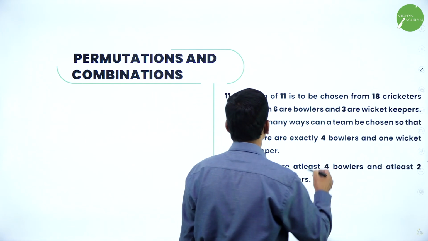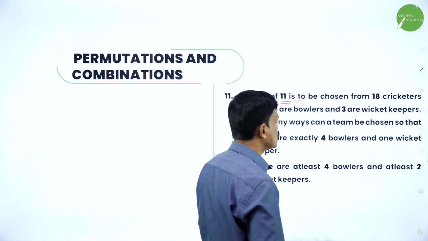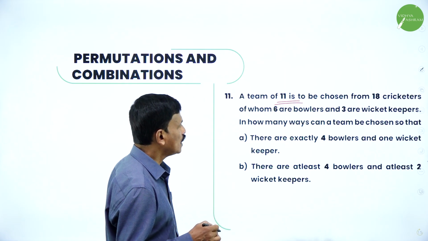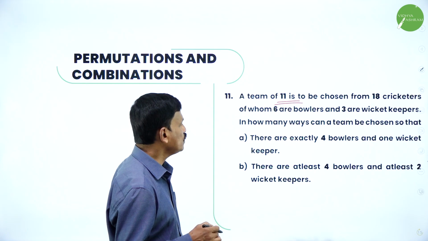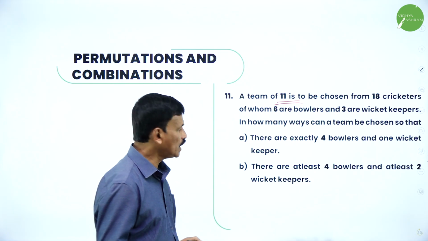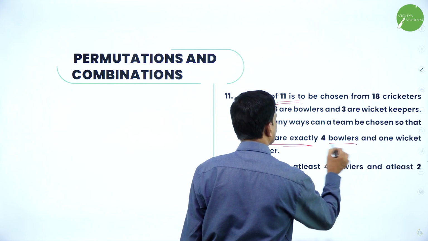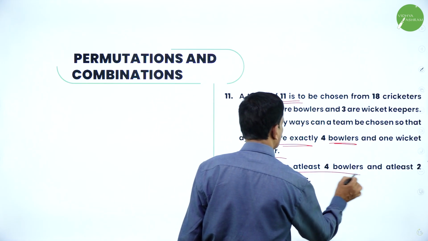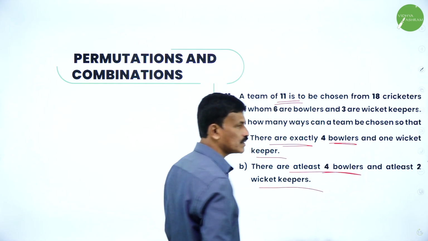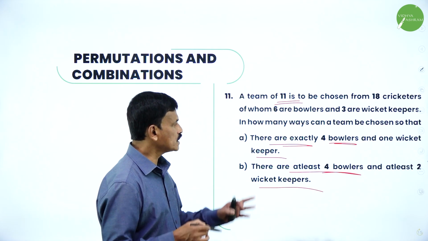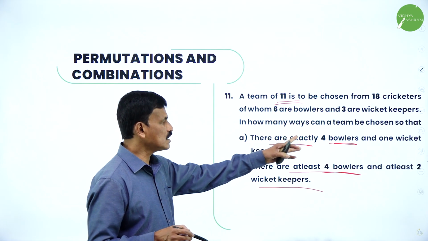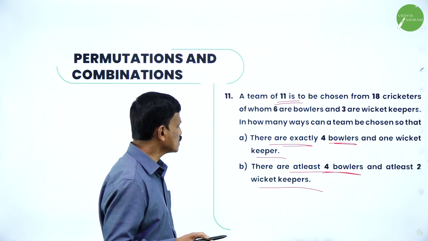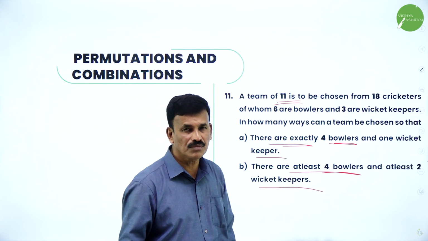A team of 11 is to be chosen from 18 cricketers, of whom 6 are bowlers and 3 are wicket keepers. In how many ways can a team be chosen so that there are exactly 4 bowlers and 1 wicket keeper? And second, there are at least 4 bowlers and at least 2 wicket keepers. So we have to choose a team in such a way that there are exactly 4 bowlers and 1 wicket keeper, and in the second case at least 4 bowlers and at least 2 wicket keepers. Very important problem for 3 marks, right?